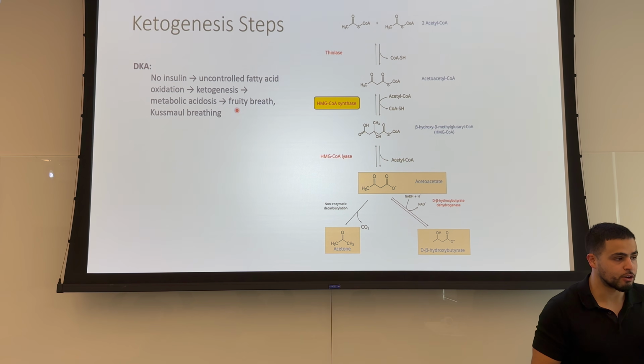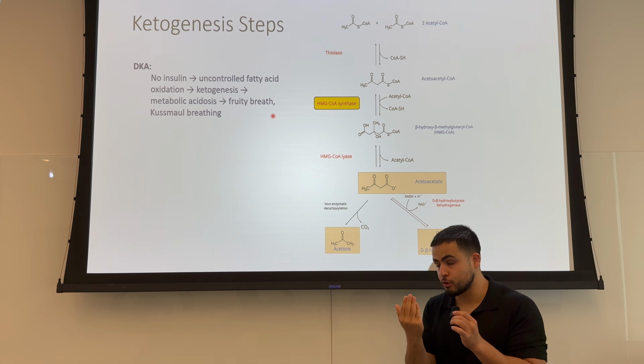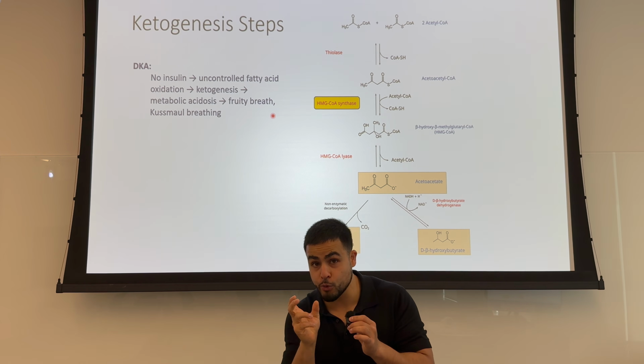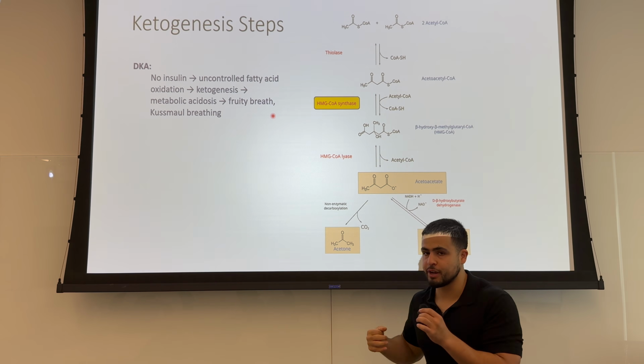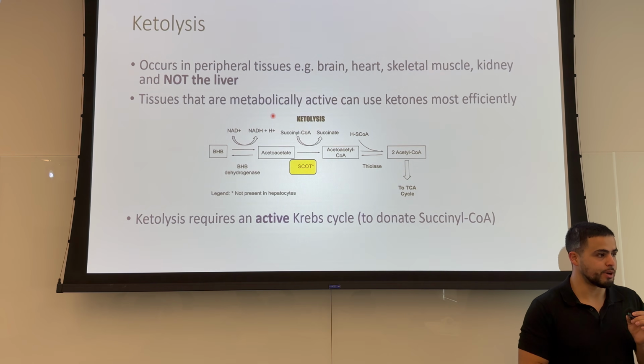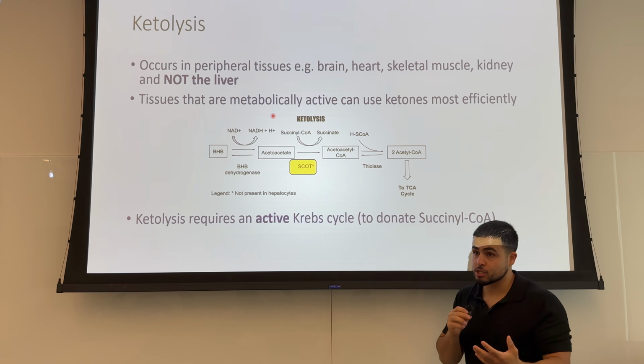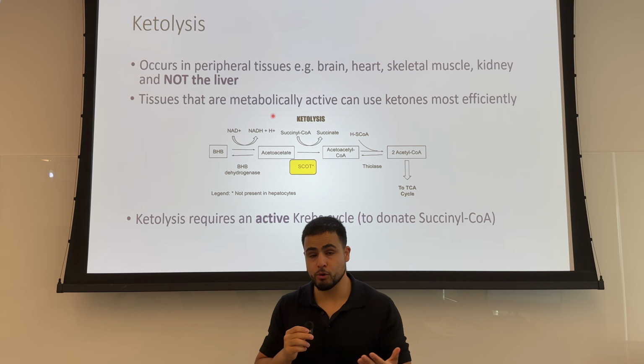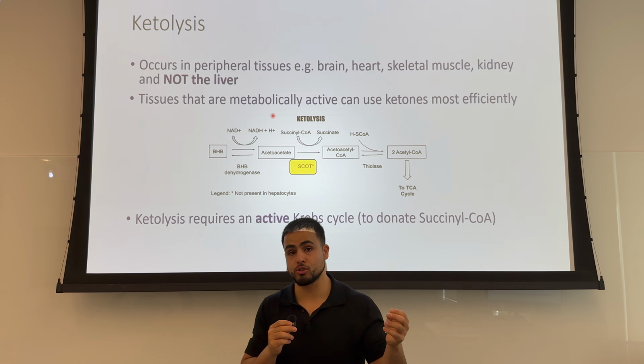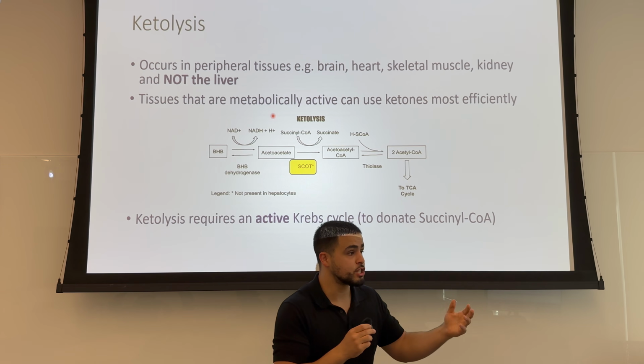And just a fun little fact, if you smell their breath, you'll smell a fruity breath, and that's because acetone has that fruity odor to it. Okay, now let's talk about ketolysis. So ketolysis occurs in peripheral tissue such as the skeletal and cardiac muscles, and also occurs in the brain and the kidneys.